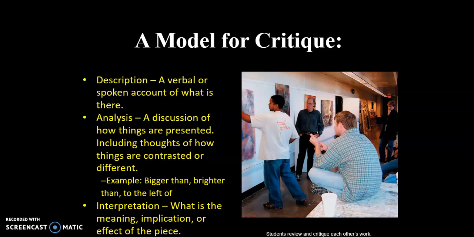Part 1 is a description. And when we did a credit line, or when we'll be doing a credit line, it's a verbal account of what is actually there and when it was done, all the important details, its size. Now, the analysis is a discussion on how things were presented, and this includes vocabulary such as the elements of art and the principles of design. And then interpretation, finally, is what is the meaning, implication, or the effect of the piece.